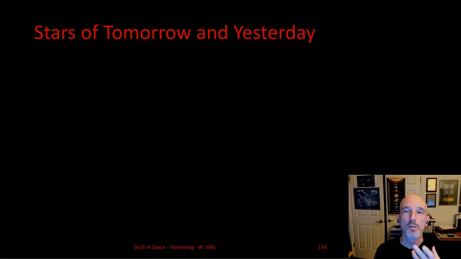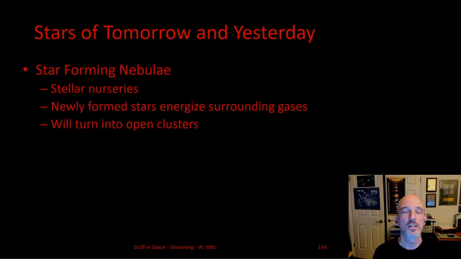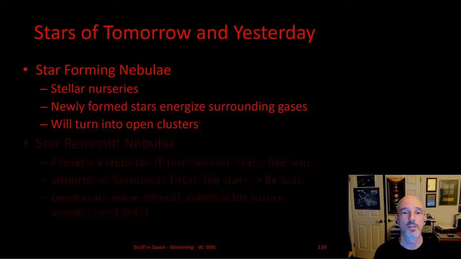And if we think about what these things actually represent, it turns out that they are star-forming nebulae. So we call these stellar nurseries: newly formed stars energizing surrounding gas. So you have the hydrogen gas that formed the stars. The stars now radiate energy into space, and they cause the parent gas to glow. And these things will ultimately turn into open clusters, right? We said earlier, open clusters are sibling stars. So you form the stars in these nebulae, and eventually they become open clusters.